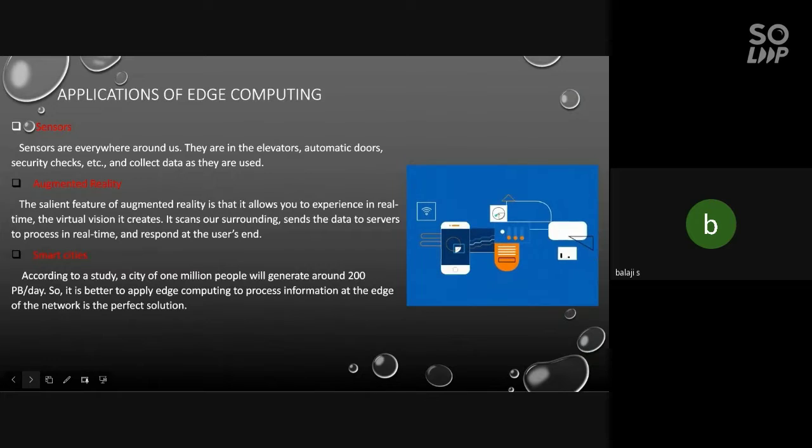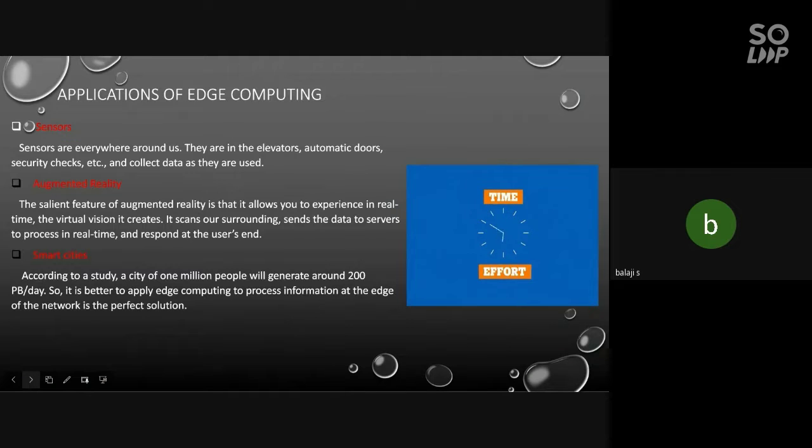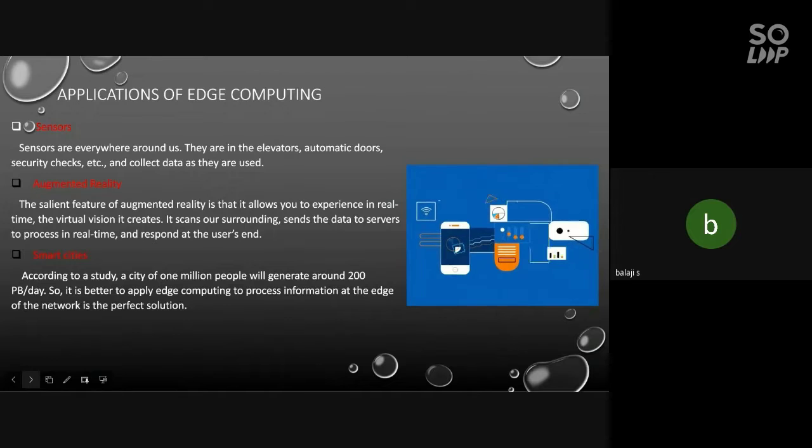Augmented reality. The silent future of augmented reality. It allows you to experience things in real time. The virtual vision it creates scans our surroundings, sends the data to the server to process in real time, and responds to the user. Application used in smart cities.